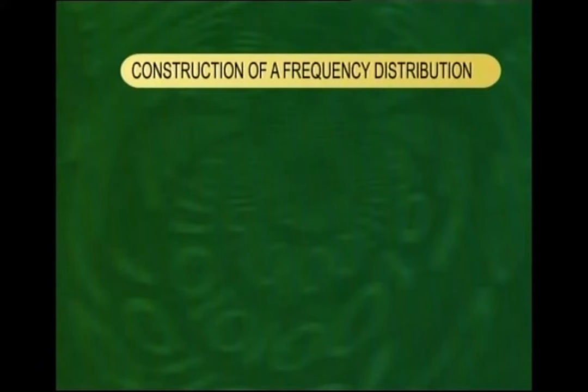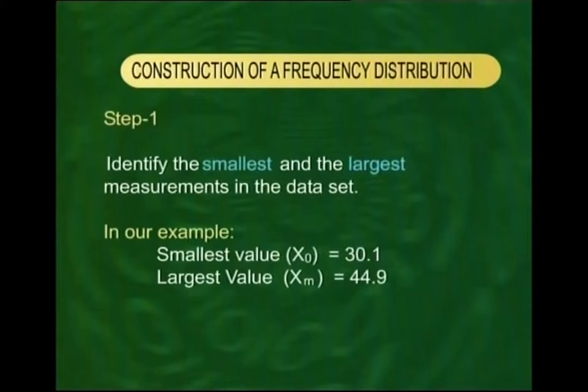The first step is to determine the largest and the smallest value in the data set. In our example, the smallest value is 30.1, and we will denote it by X naught. The largest value is 44.9. It's the maximum value, and so we denote it by XM.